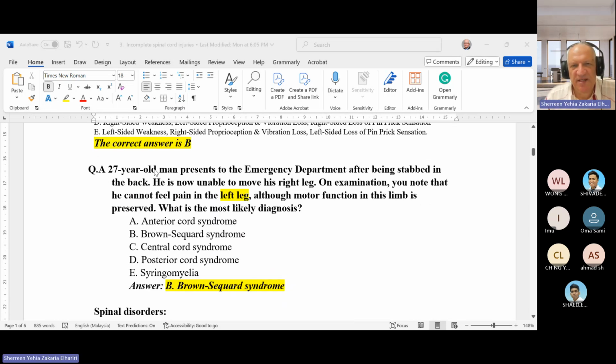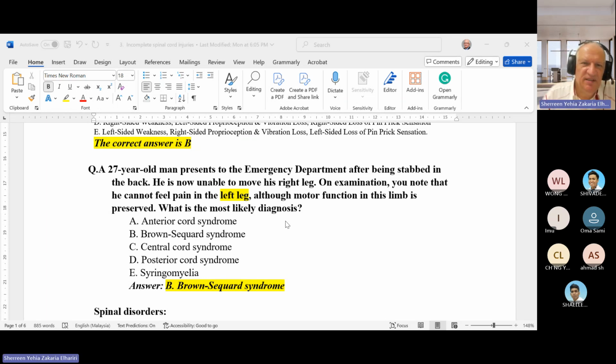A 27-year-old man presented to the emergency department after being stabbed in his back. He is now unable to move his right leg, so the right side. On examination, he can't feel pain in the left leg, and motor function in the left limb is preserved. So this patient has right side paralysis and left side loss of sensation. This is typical of Brown-Sequard syndrome.